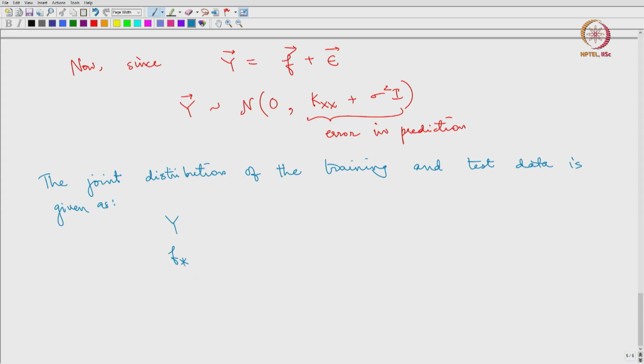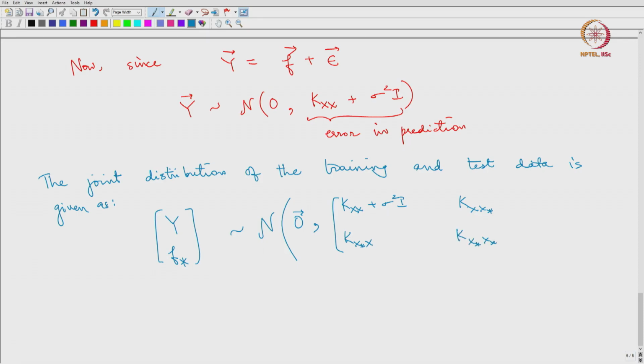So, the random variables are y and f star. y is the training data and f star is the latent function at the test points x star. This will follow a normal distribution with mean 0 and a covariance matrix, where on the diagonal you will have kxx plus sigma squared I, and on the off diagonal entries you will have the covariance of x star and x star x. So, essentially you are applying the kernel to approximate the covariance.